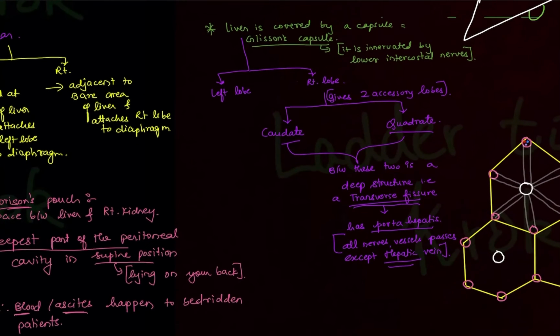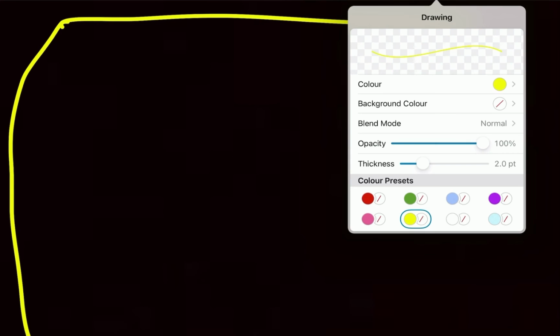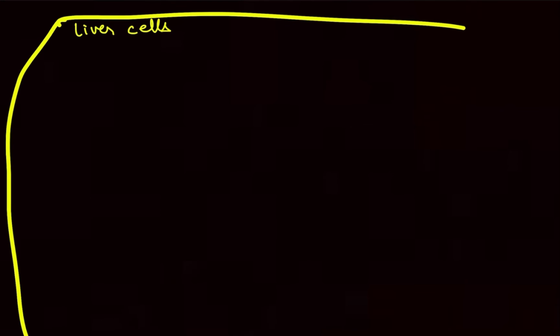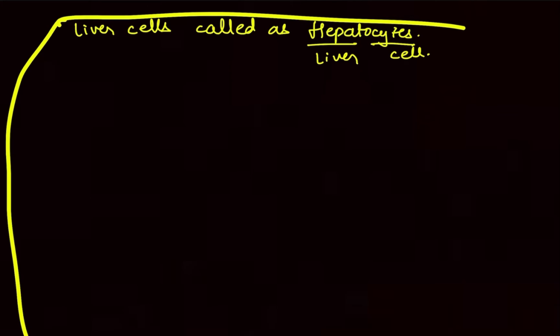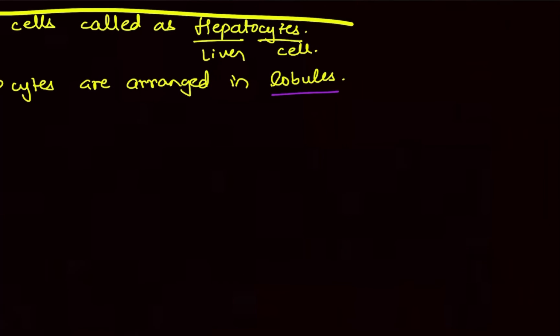Okay, the big anatomy. Now let's know what exactly is present inside the liver. So write down, liver cells are called hepatocytes. The liver, in medical terms, we call it hepat, right? So liver cells are called hepatocytes. Now hepat is liver, cyte is cell. So liver cell is hepatocyte. Now these hepatocytes, write down, are arranged in lobules. Now what are these lobules? Write down, lobules are the structural unit of the liver.